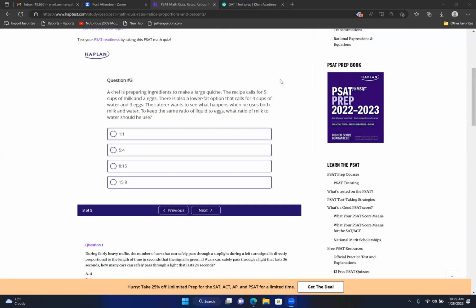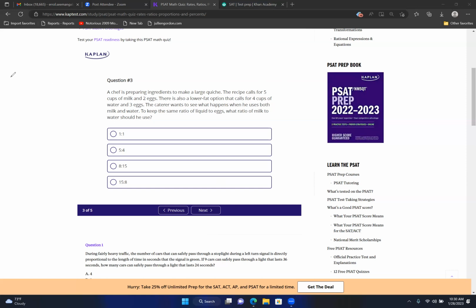Okay, number 3. Can you read 3? A chef is preparing ingredients to make a large quiche. The recipe calls for 5 cups of milk and 2 eggs. There's also a lower fat option that calls for 4 cups of water and 3 eggs. The caterer wants to see what happens when he uses both milk and water. To keep the same ratio of liquid to eggs, what ratio of milk to water should he use? Okay, so how do we do that one?